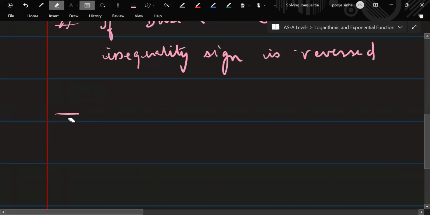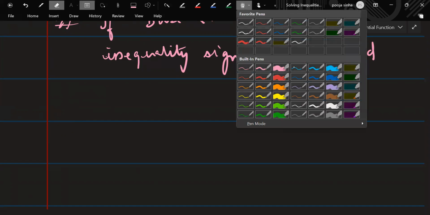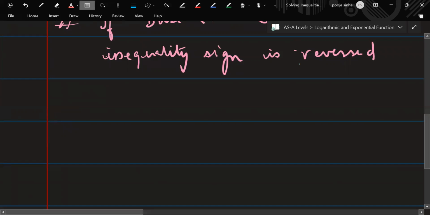So this part is understood, right? If the base is less than 1, the moment you take the log, it will get negative. So you need to take care of the sign, okay?